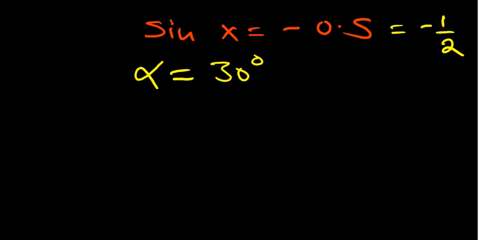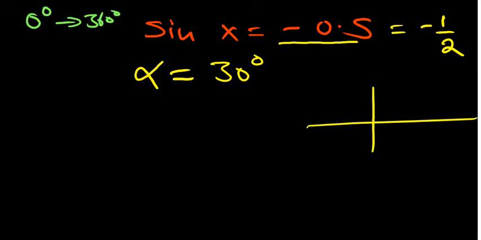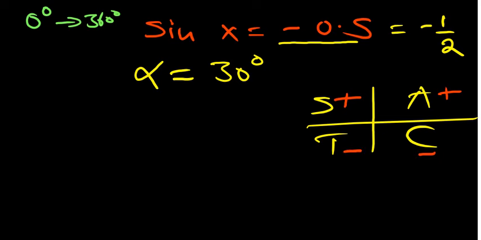Now, notice that in this question, they want a value that can give us a negative 0.5. And let's say they want an answer between 0 and 360. So going back to our quadrants, we said all students take calculus, right? In which quadrant is sine going to be negative? In the first quadrant all of them are positive, in the second quadrant sine is positive, so obviously it's going to be negative in the other quadrants where tan and cosine are expected to be positive. So therefore, what should we do?